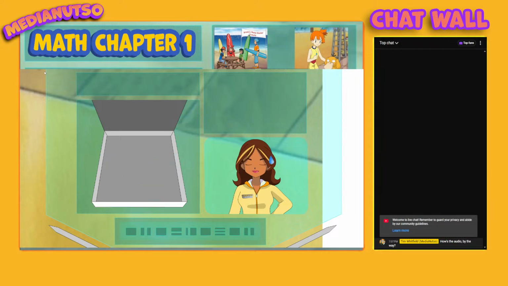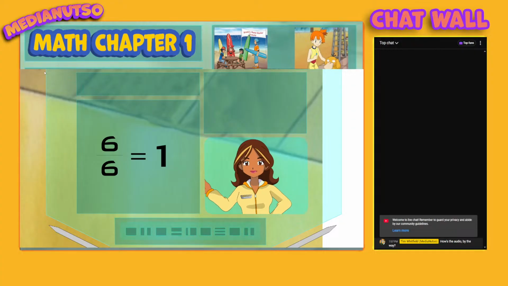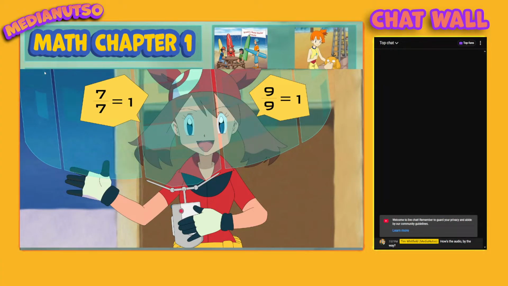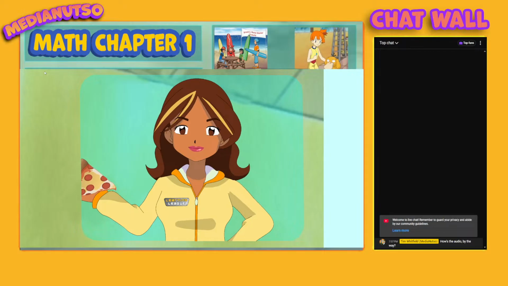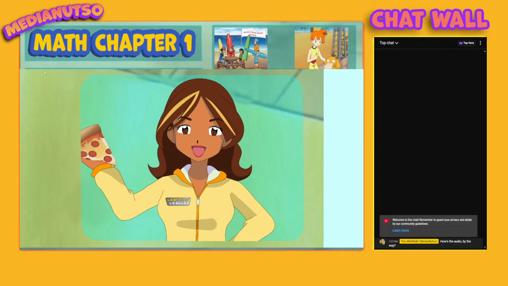Make that all the pizza has been eaten. Awkward. Which means 6/6 of the pizza is gone. Or one whole pizza is out of here. Because whenever the numerator and denominator are the same, they're equal to 1. So, like 7/7 equals 1? And 9/9 equals 1? You got it. And now I'm really, really hungry. So I'm going to eat this other pizza.